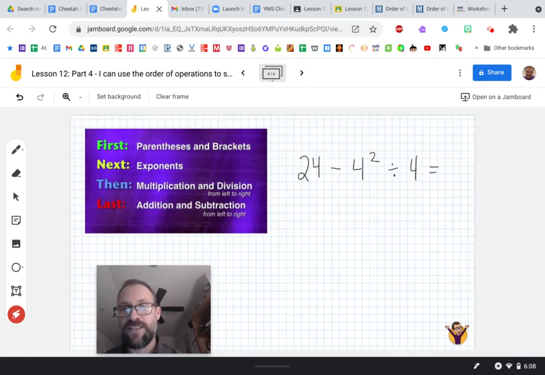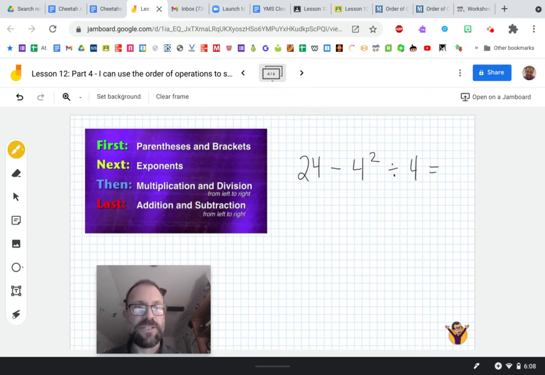Okay, let's try another one. Wow, getting a little more complex, isn't it? Here we see 24 minus 4 squared, or 4 to the 2nd power, divided by 4 equals. So what do we have for operators? Well, we have subtraction, division, and an exponent. And if we look over here at our chart, we see the exponents have to come first, and then division, and then subtraction. So let's do that in that order.